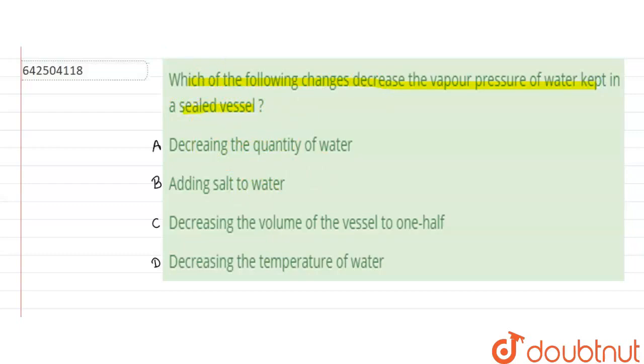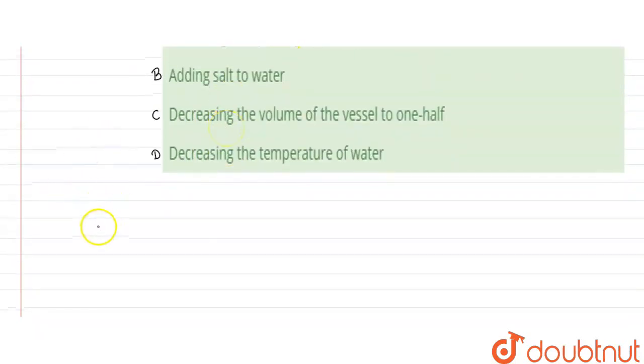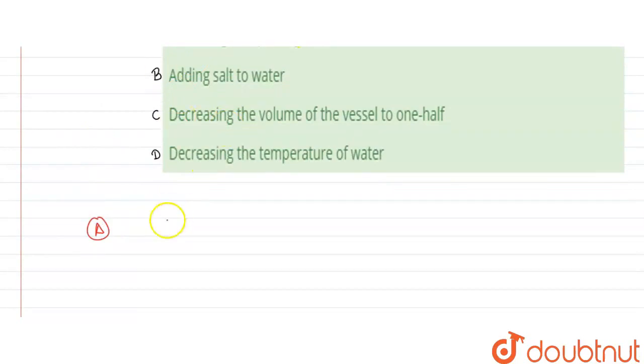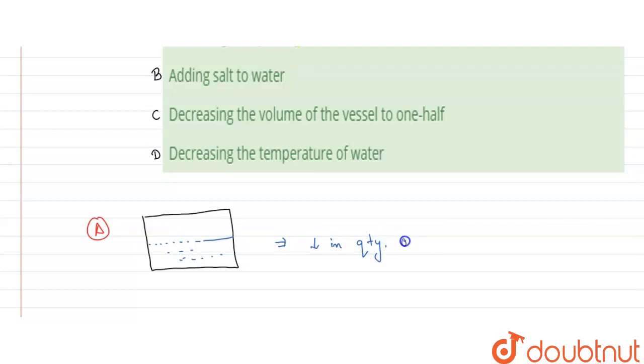First of all, option A is decreasing the quantity of water. So let me write. For option A, let's say initially we had a container in which we have filled water, and now we have decreased its quantity. So on decreasing, let me write, decrease in quantity of water will not change the vapor pressure.